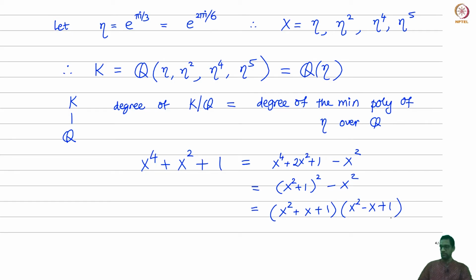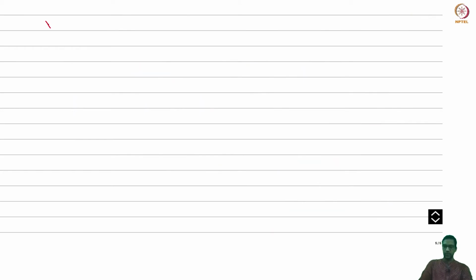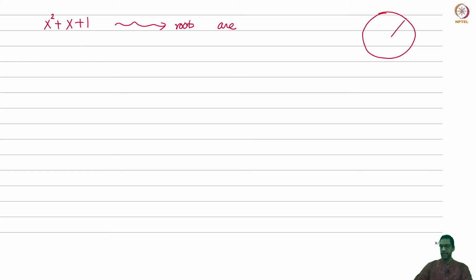Now each of these factors is familiar. So what are the roots of x square plus x plus 1 equal to 0? Well, those are just the cube roots of unity, right? So we know the roots of this. So maybe let's just go to the next slide. Observe now, x square plus x plus 1, its roots are the cube roots of unity. So which in our figure, what were they? This guy was called eta, this fellow was called eta square, eta to the 4 and eta to the 5. So the cube roots of unity were these two fellows, eta square and eta to the 4.